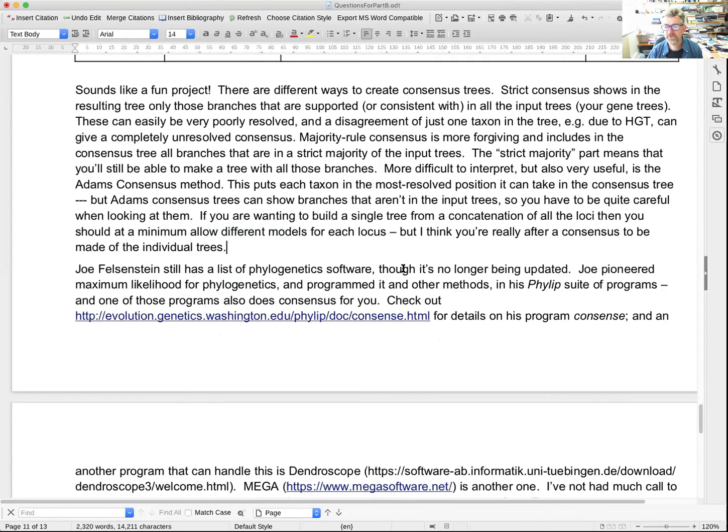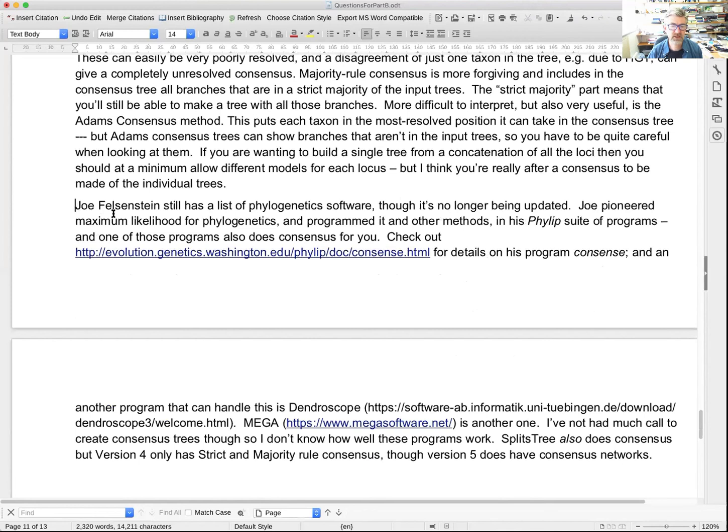One of the fathers of phylogenetics is Joe Felsenstein, and although he's retired now, he still maintains a list of phylogenetic software. It's available through this website, evolution.genetics.washington.edu. Phylip is a suite of programs that he wrote in C. Is it open source? I suppose it is. You can get the code, compile it, and run it.